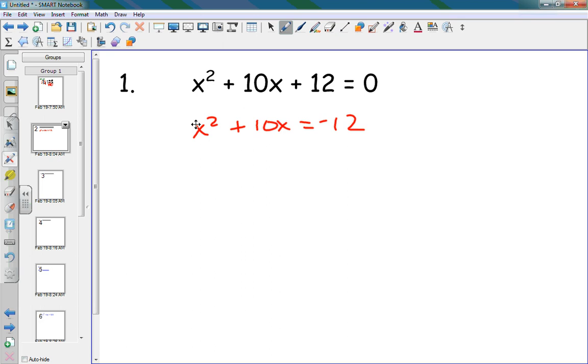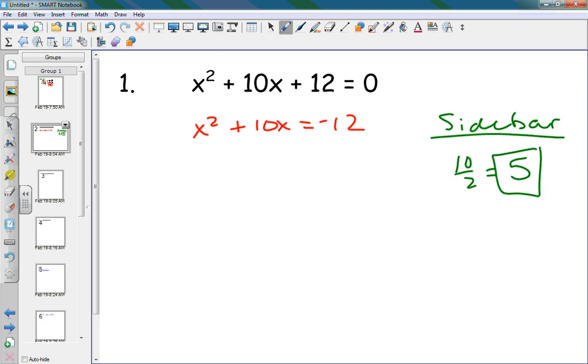Sidebar. Very good. Sidebar is correct. So I'm going to go to the sidebar here, and what am I going to do? I'm going to take 10 divided by 2 to give me 5, and I'm going to box that in. Why am I boxing that in? You're going to use it later. Where do I use it? In your perfect binomials in step 5. Do we understand that? Good job, Heidi.